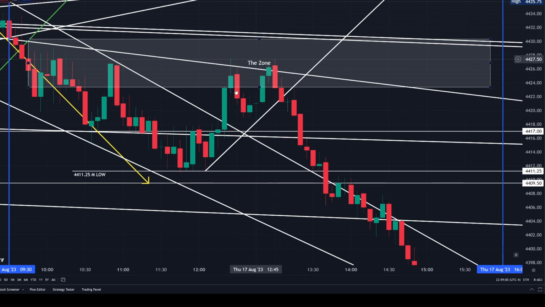The reason why this was such a good place to take a trade, whether it was a continuation to the upside or a break to the downside, is multiple reasons. Look, this is the zone. The zone just means that this is where we're going to have a battle. This is where there's a lot of supply, a lot of imbalances and whatnot.